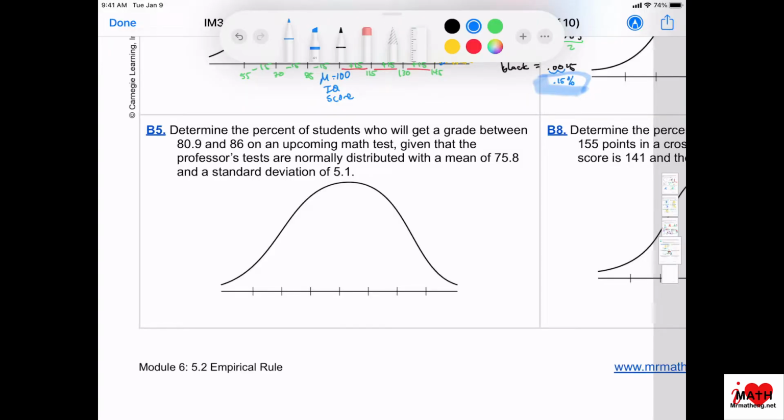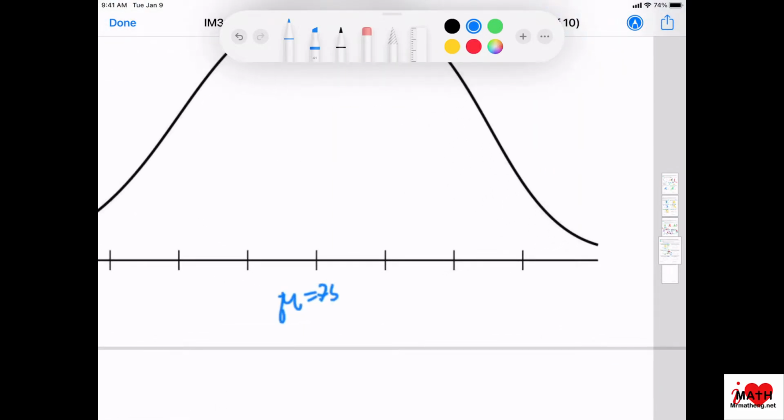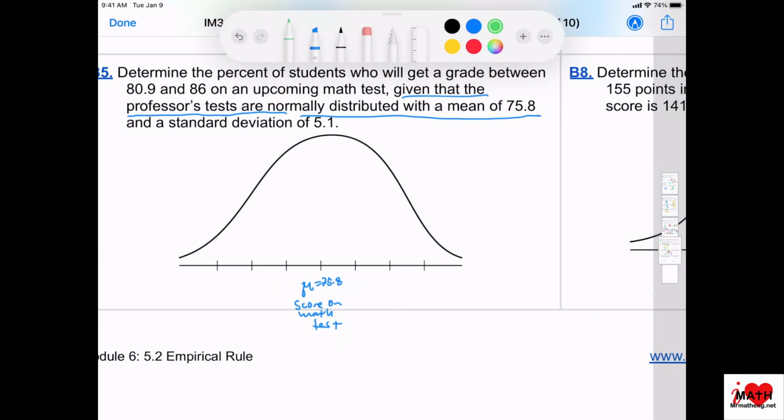Let's go ahead and try B5. Determine the percent of students who will get a grade between 80.9 and 86 on an upcoming math test, given that the professor's tests are normally distributed with a mean of 75.8 score on the math test, and a standard deviation of 5.1.